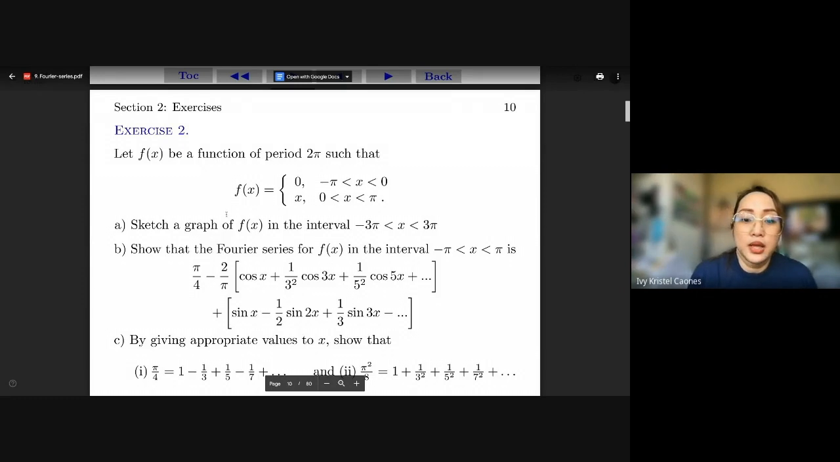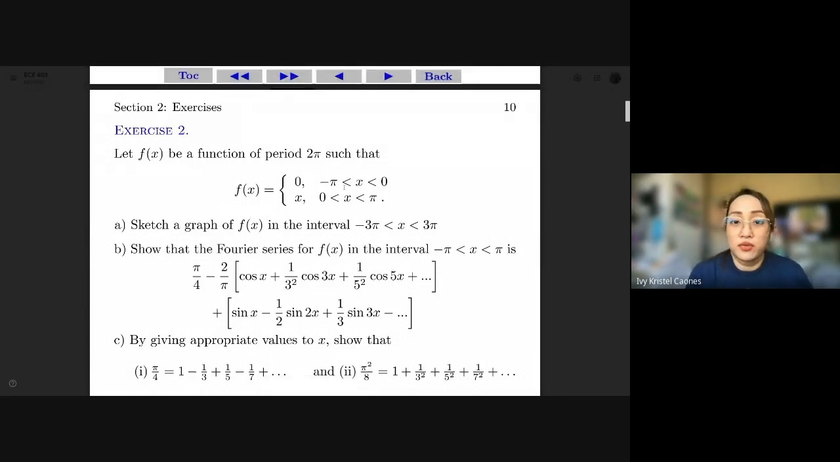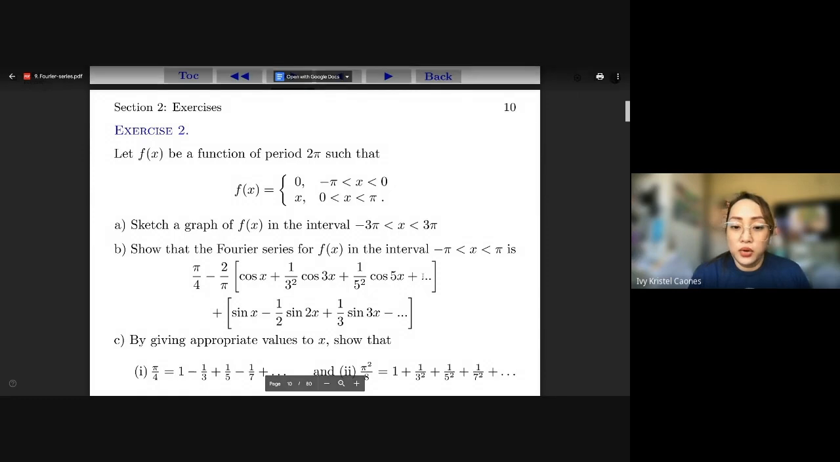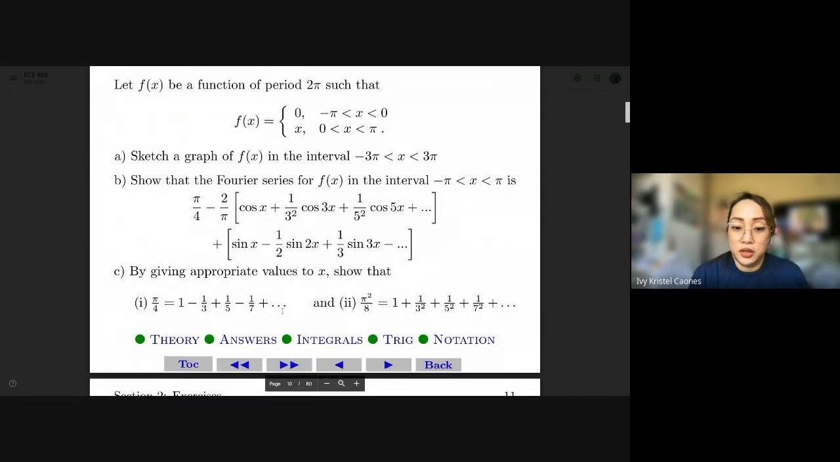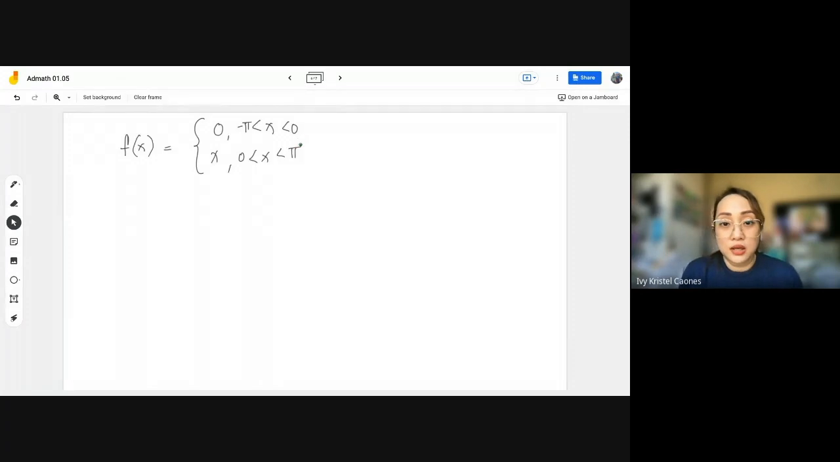For this example, we have f of x equal to 0 whenever x is greater than negative pi and less than 0, and we have the value of x whenever x is greater than 0 but less than pi. We want to sketch the graph from the interval of negative 3 pi to 3 pi. Then show that the Fourier series for this particular function is this, with the appropriate x for this particular condition. So first, you have to graph them between the interval of negative 3 pi to 3 pi.